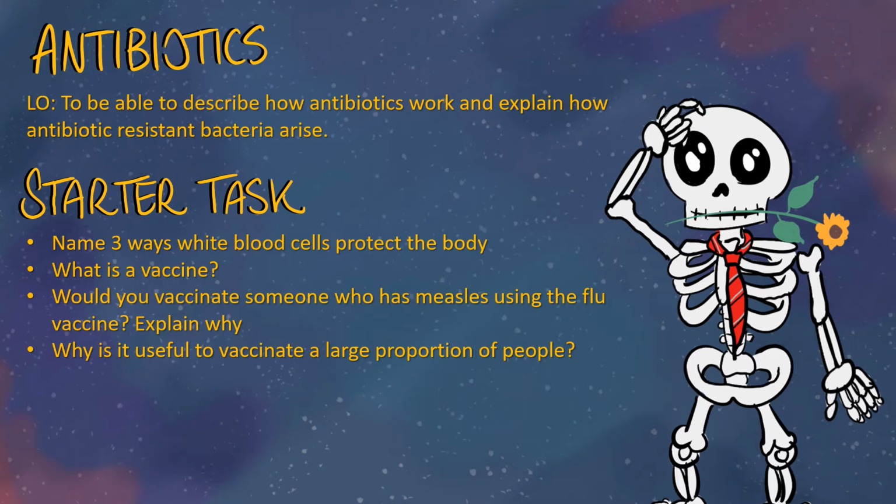Okay, number 4, why is it useful to vaccinate a large proportion of people? So this is something called herd immunity. So if there are lots of people who are resistant to the disease, then it is a lot less likely that the disease will be able to spread. So give yourself a mark out of 4, please.